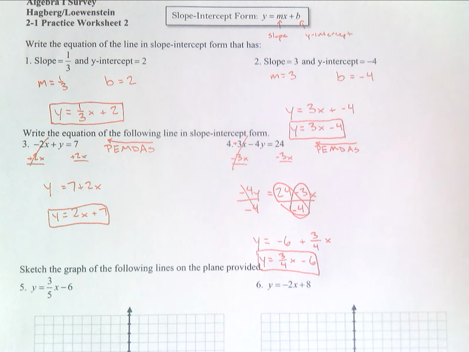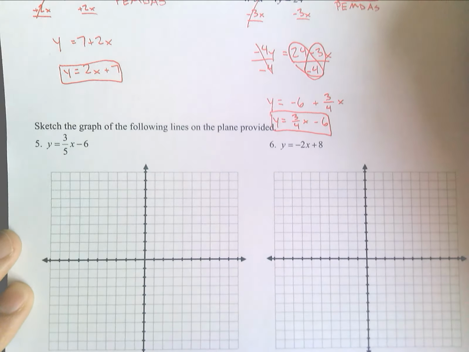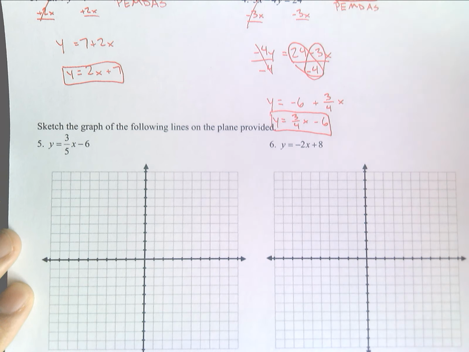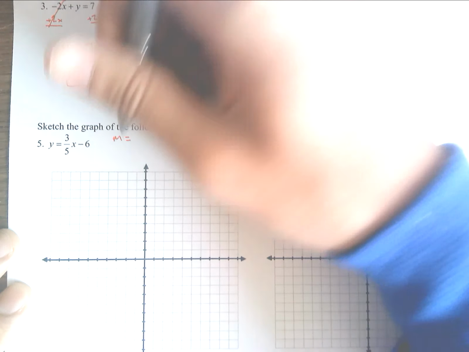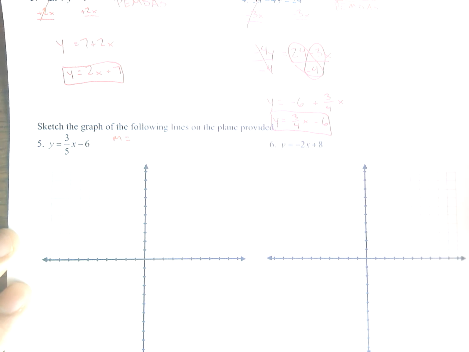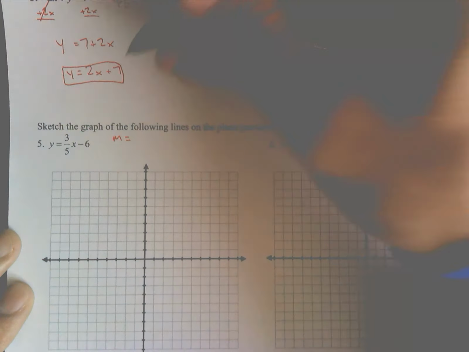We got two more. We've got graphing these lines in slope-intercept form. So get out your straight edge. We're going to graph these lines. Y equals 3/5 x minus 6. So the first thing that we have to do is identify the slope and the y-intercept. Well, if this is in slope-intercept form, y equals mx plus b, m is our slope. That's that number in front of x. Our slope in this case is the number in front of x, 3/5.